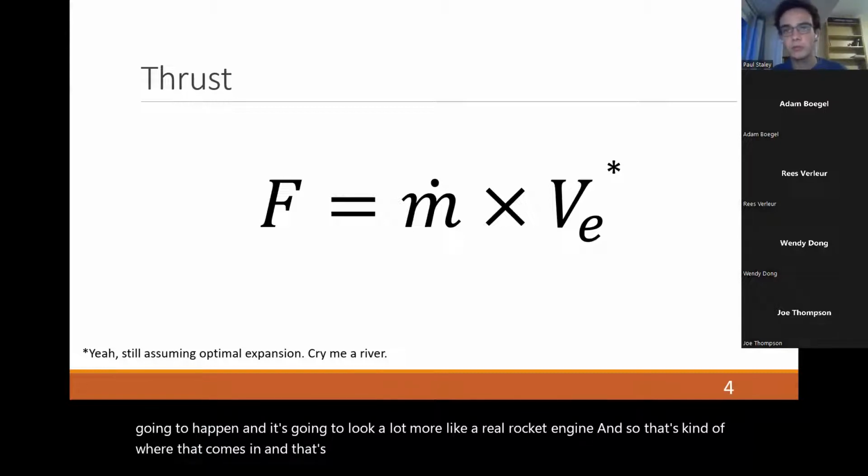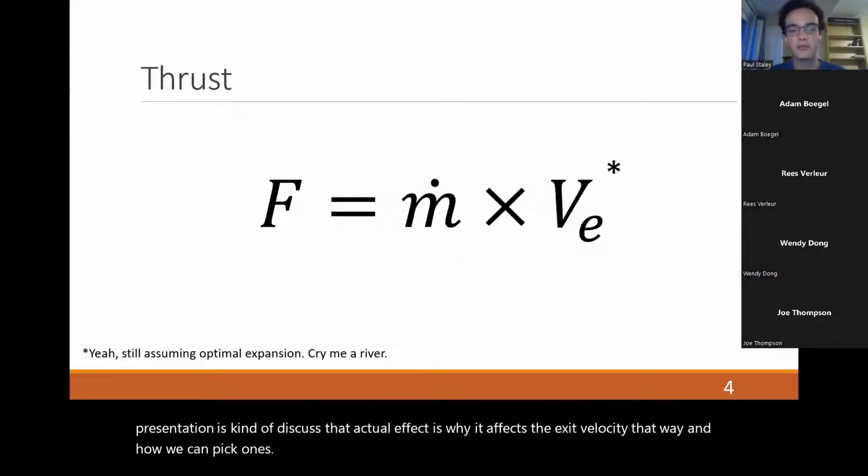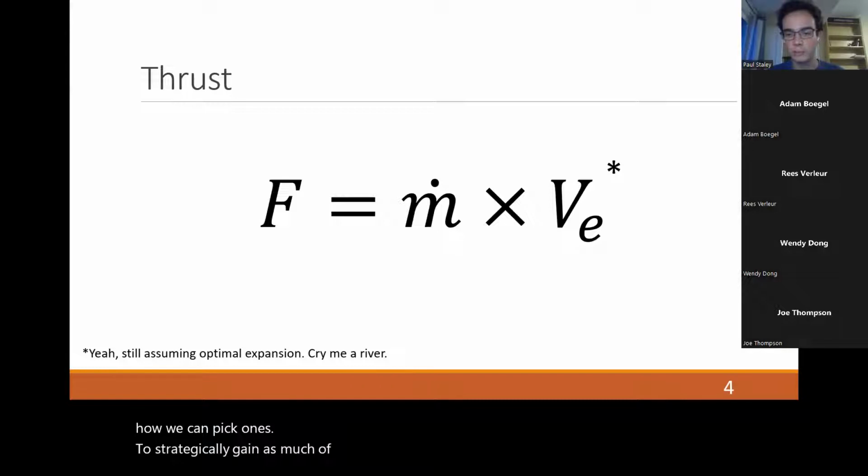And what I'm going to do for the rest of this presentation is discuss what that actual effect is, why it affects the exit velocity that way, and how we can pick ones to strategically gain as much of that higher velocity as possible.